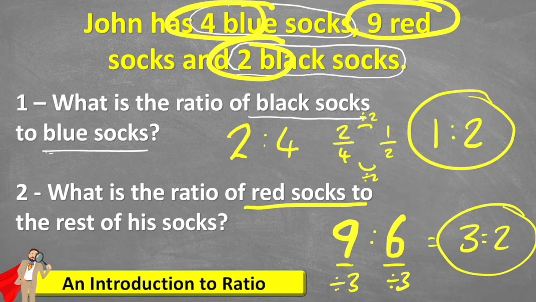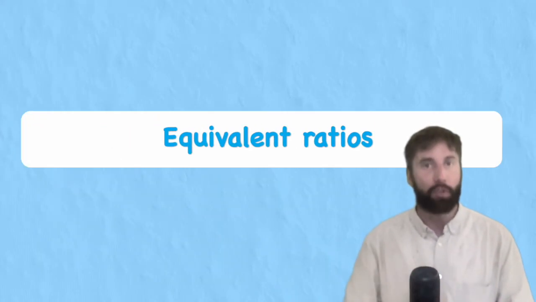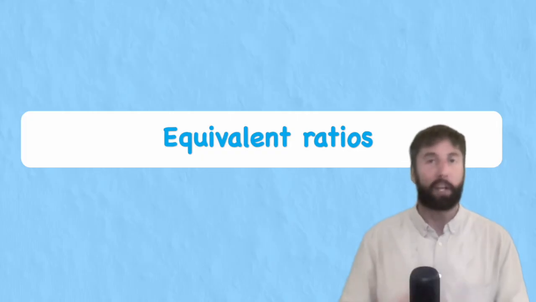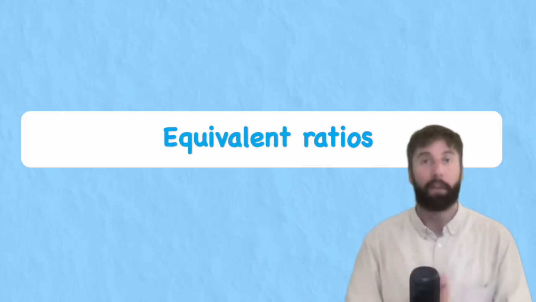Okay, and there you go. That is an introduction to ratio and what ratio looks like, and looking at a word problem. Okay, so now we know what a ratio is, let's look at equivalent ratios. This is a very useful little skill so that we can manipulate ratios to look however we want them to for later problems. Let's go.